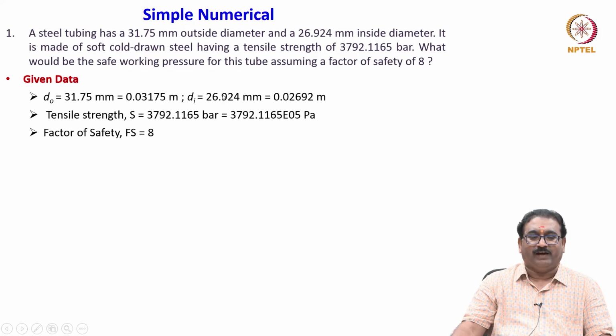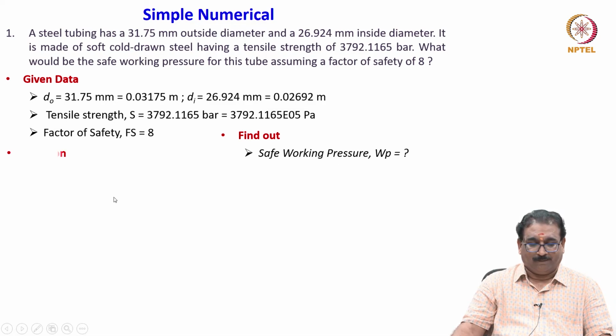Now very easy it is, friends. In the given data, DO, the outside diameter of the steel tubing, is given. I am converting into meters. As I have told you, units are very important. Then DI converted to meters, tensile strength is given in bar. I convert it to Pascal by multiplying by 10 to the power of 5. Factor of safety is given as 8. Then what to do? Safe working pressure you have to find out, WP.